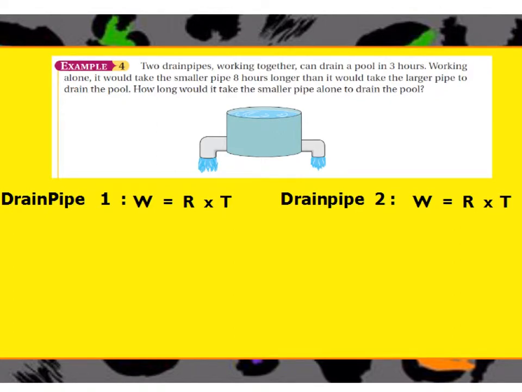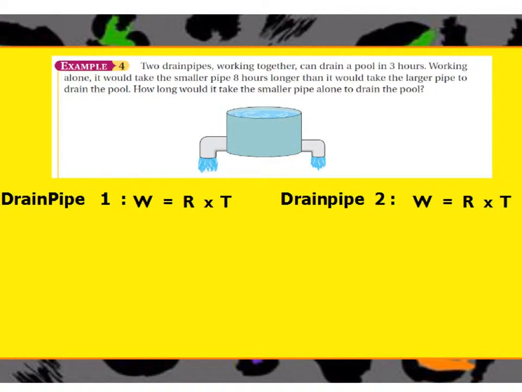Okay, on this problem we have 2 drain pipes coming out of this tank here. And if they're both running, then they can drain the pool in 3 hours. So this time I know the time it takes for them to finish the job together. If they were both running, it would take 3 hours. Now, working alone, so perhaps one of the pipes is busted or something, you have to shut it down, and you're only going to be able to run one of the pipes.